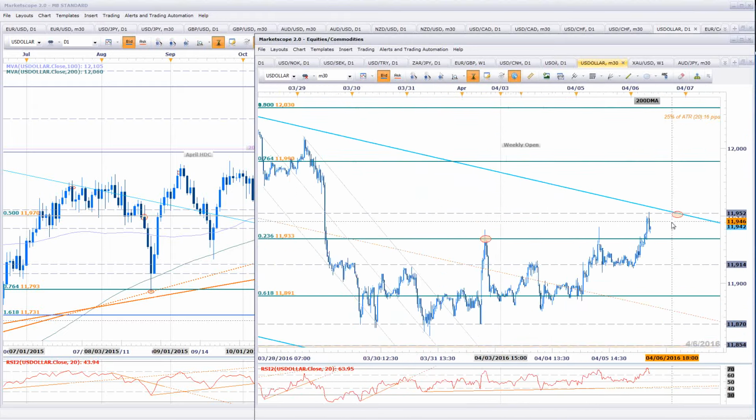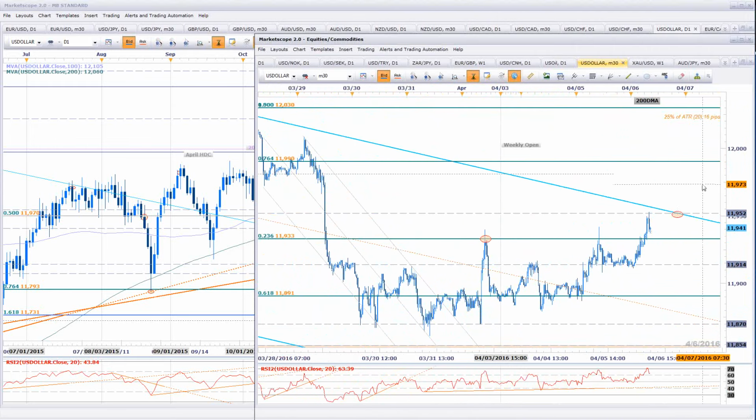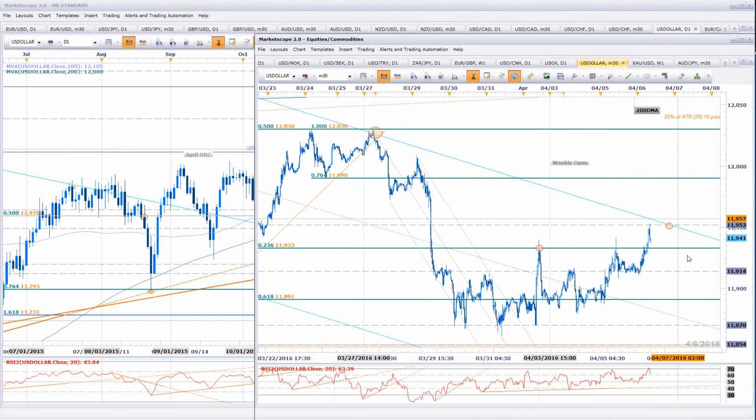All right, that's sort of the unfavored scenario. The favored scenario is that we get one more high here into the U.S. trade session and start to look for some possible short triggers there.